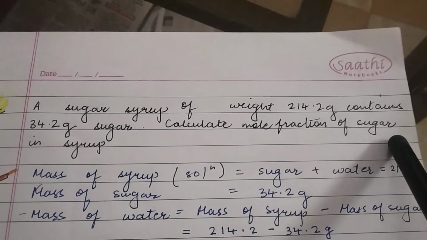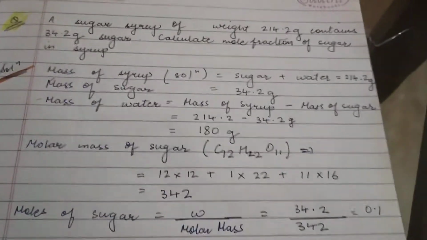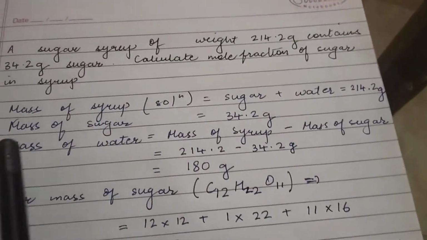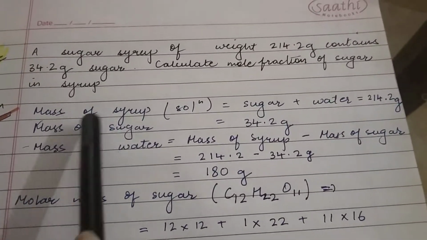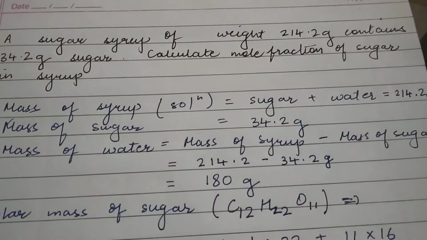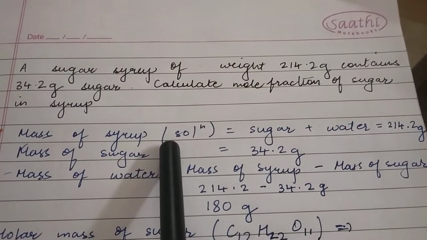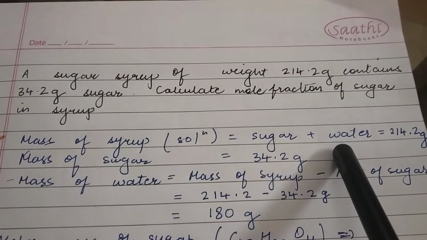Calculate the mole fraction of sugar in the syrup. So let's just state what is given in the question. We are given the mass of the syrup. You can see sugar syrup of weight 214 grams. So the mass of the syrup is sugar plus water.